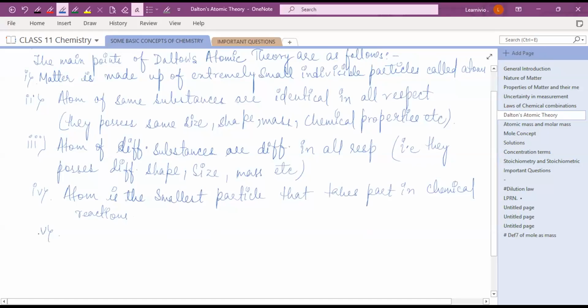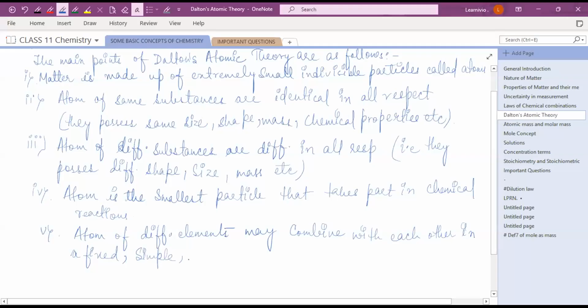Fifth point: he said that atoms of different elements may combine with each other in a fixed, simple whole number ratio to form compounds.